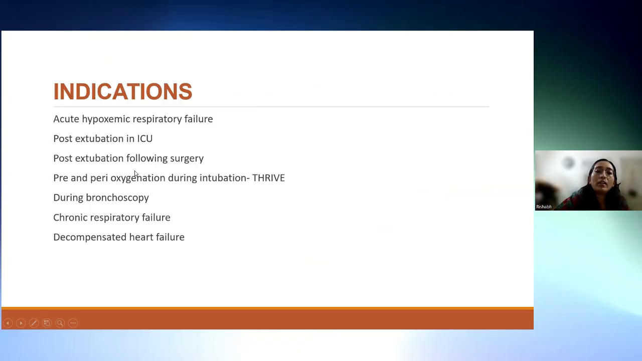Indications are usually acute hypoxemic respiratory failure, especially post-extubation and in the ICU. You can use it as a bridging therapy: post-extubation following surgery, pre- and peri-oxygenation during intubation, especially in bronchoscopy, and chronic respiratory failures and decompensated heart failure, when you really can take time to avoid intubation, and at the same time, try giving quality oxygen with a high flow to the patient.